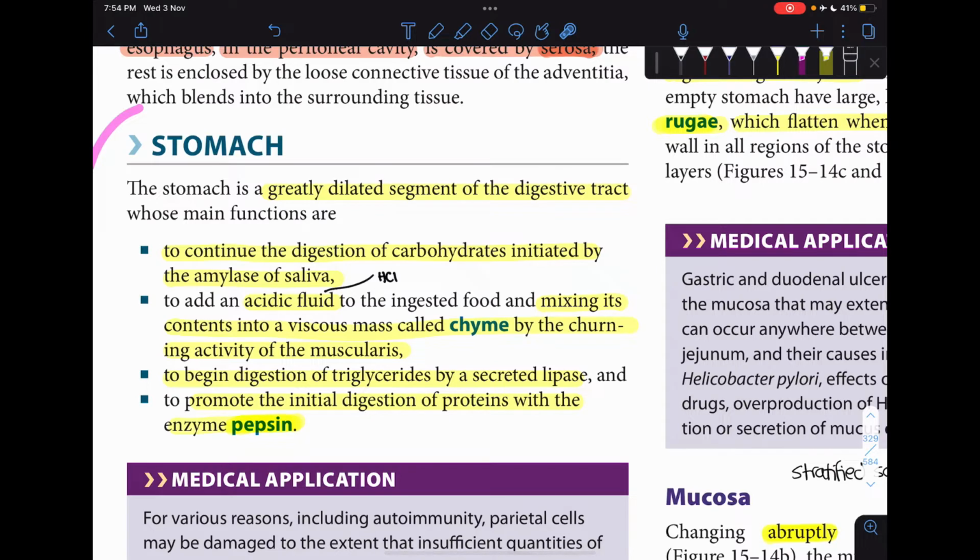So chyme is food and hydrochloric acid mixed together, and they're mixed together by the churning activity of the muscularis. So the muscularis is responsible for mixing and churning the food with the hydrochloric acid to become chyme. Thirdly, the stomach begins the digestion of triglycerides by a secreted lipase, and finally to promote the initial digestion of proteins with the enzyme pepsin. Okay.